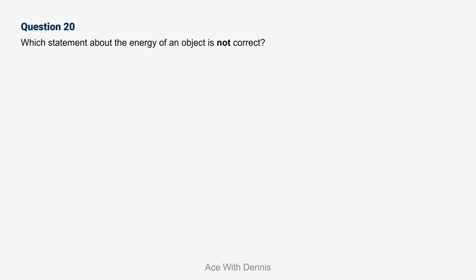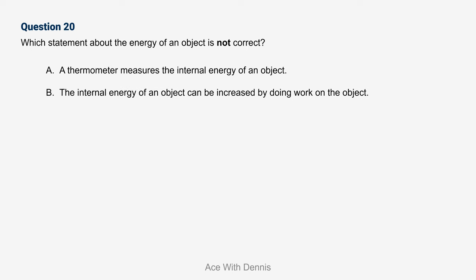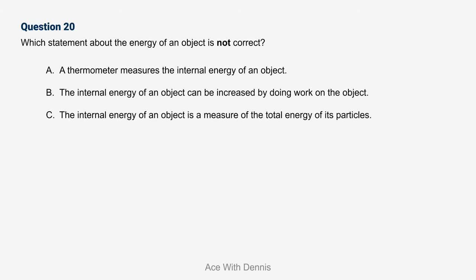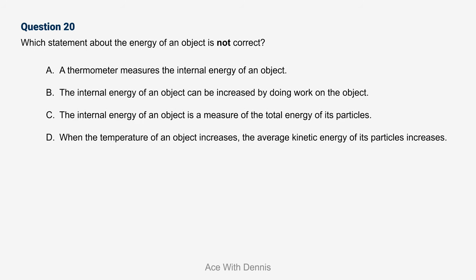Question 20. Which statement about the energy of an object is not correct? A. A thermometer measures the internal energy of an object. B. The internal energy of an object can be increased by doing work on the object. C. The internal energy of an object is a measure of the total energy of its particles. D. When the temperature of an object increases, the average kinetic energy of its particles increases. The answer is A. A thermometer measures the internal energy of an object.